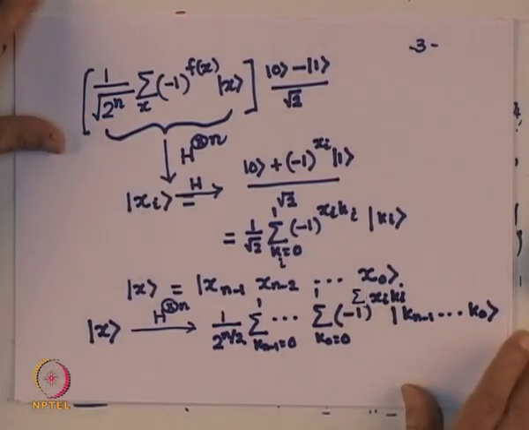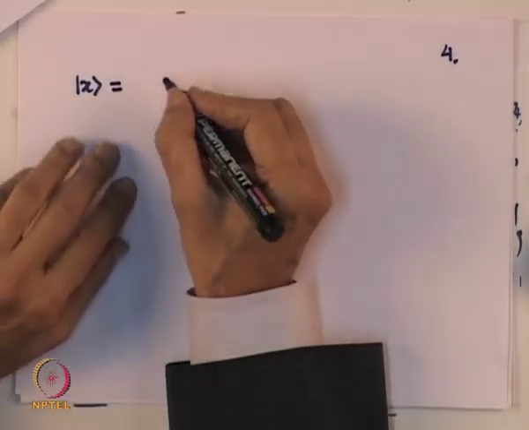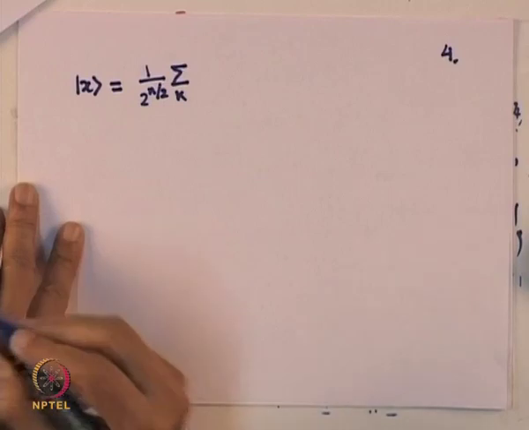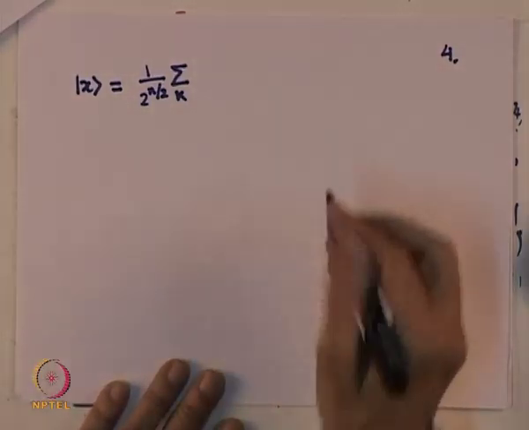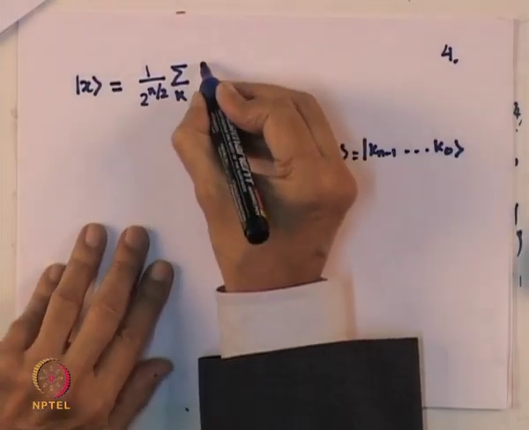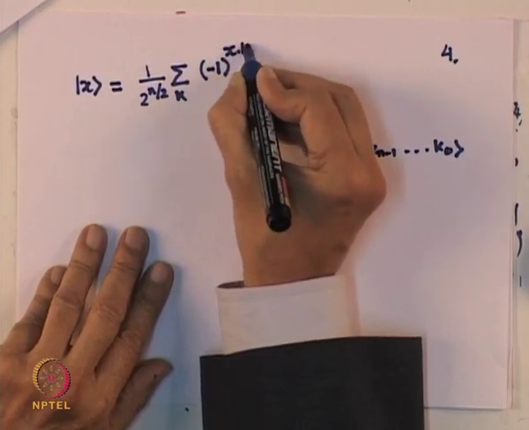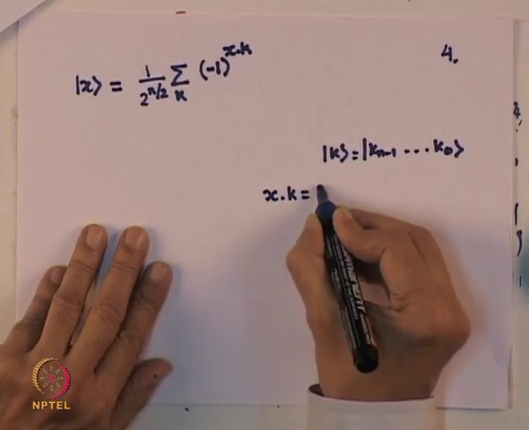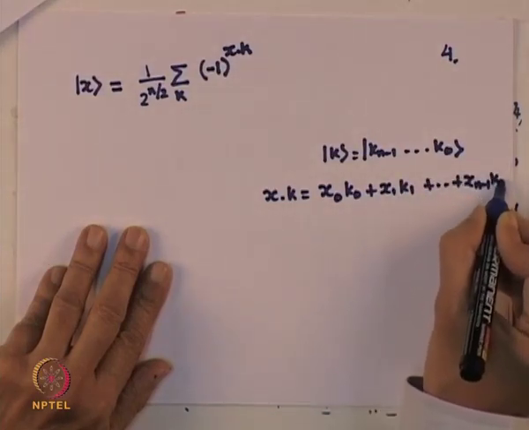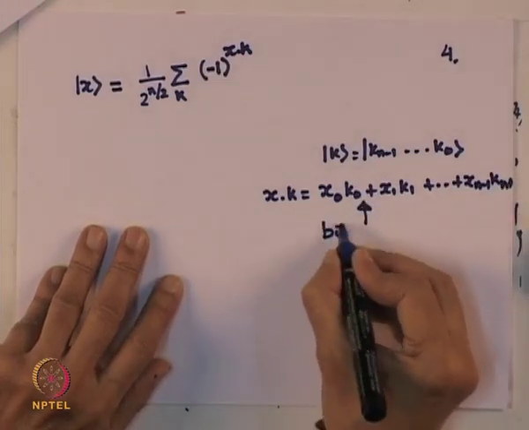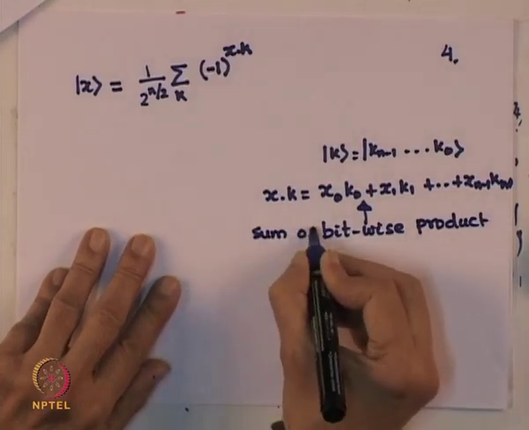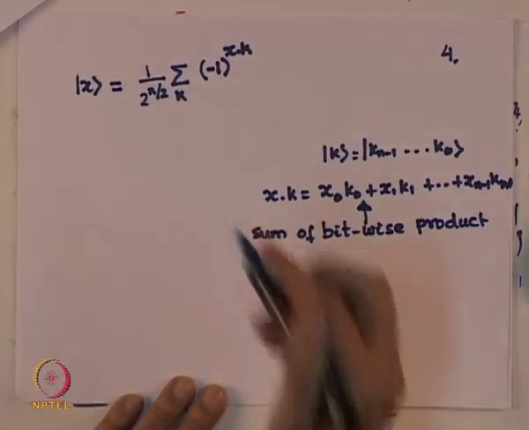Now I can compactly write this. So 1 over 2 to the power n by 2, I will take care of the remaining factors later. Sum over k, so k is simply the state, k_{n-1} up to k_0, and this one I will write as (-1) to the power x dot k. Now what is x dot k? x dot k is basically x_0 k_0 plus x_1 k_1 up to x_{n-1} k_{n-1}. So this is, if you like, a bitwise product sum, something like a scalar product the way we write it.